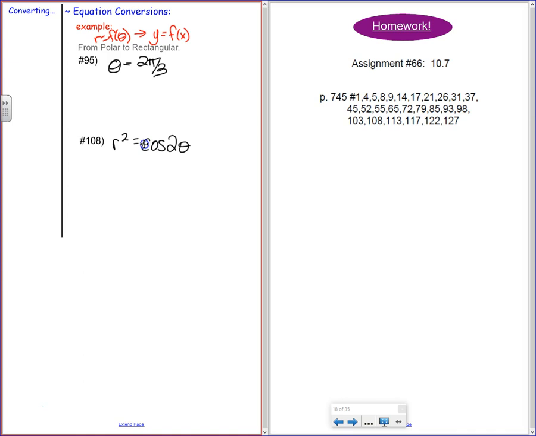Can anyone tell me any formula out of those 4 that might help? We need to get rid of the r's, get rid of the thetas, get in x's and/or y's. AJ. Yeah, the only problem is, that's a good formula, but where's tan? He's not there, but what can we always do in math as long as we do it to both sides?